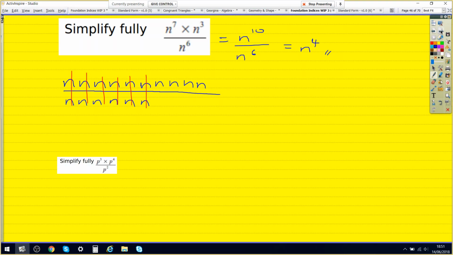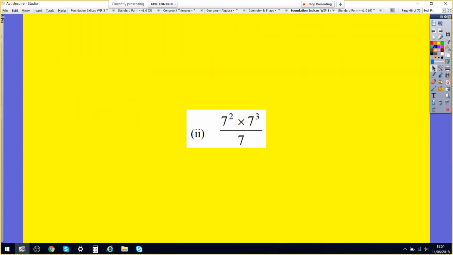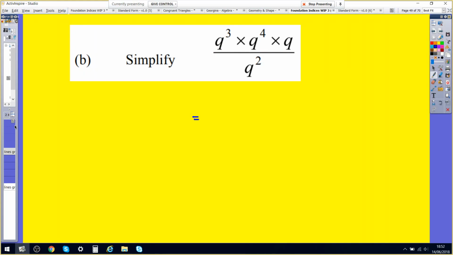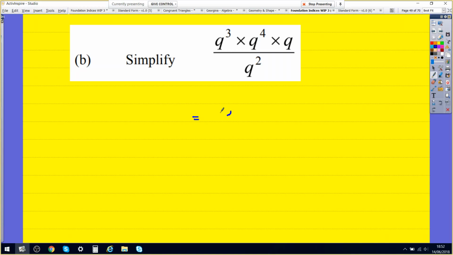Okay. Let me just check something. Let's try this one. So that's 7 to the power 5 over 7 to the power 1. 7 to the power 4. Well done. Got it first shot. Let's try this one. Q to the power of 8 over Q to the power of 2. We come out with Q to the power of 6.